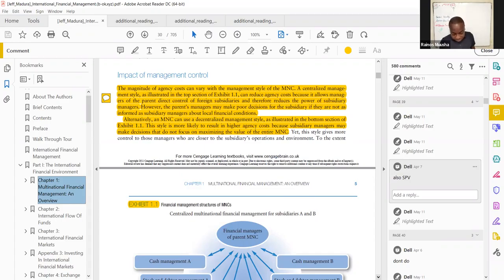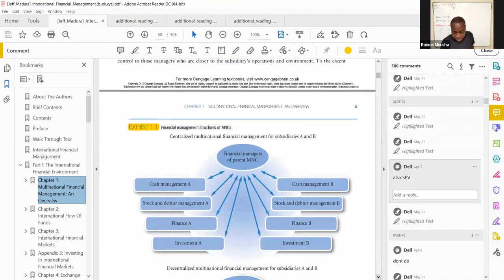They say the magnitude of agency cost can vary with the management style of the multinational corporation. A centralized management style, illustrated on the top section of Exhibit 1.1, can reduce agency costs because it allows managers of the parent direct control of the foreign subsidiaries and therefore reduces the power of the subsidiary managers. However, the parent managers may make poor decisions for the subsidiary if they are not as informed as subsidiary managers about the local financial conditions.